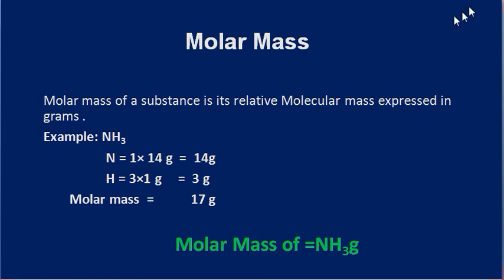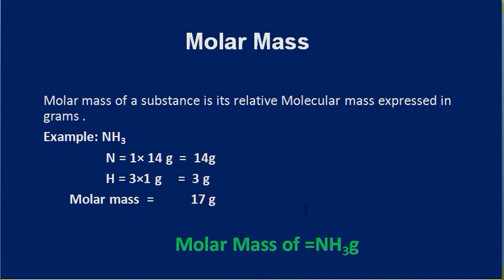Same thing we will do. You can see the example of ammonia. What is the formula of ammonia? NH3. How many nitrogen? 1. So 1 multiplied by 14, which is the atomic mass of nitrogen. So 14 ones are 14, so we get 14 gram. Hydrogen: how many hydrogen are present? 3. 3 multiplied by 1, where 1 is the atomic mass of hydrogen. So 3 ones are 3, so we get 3 gram. So the molar mass is 17 gram.